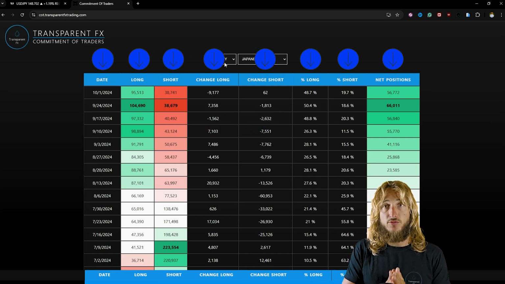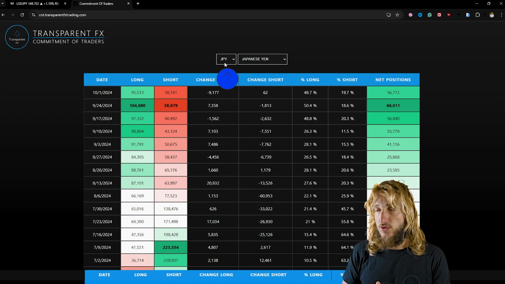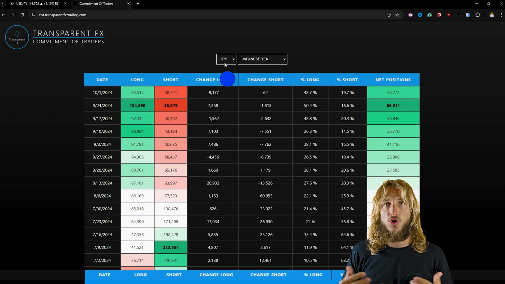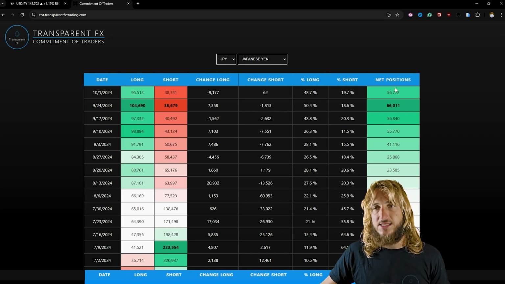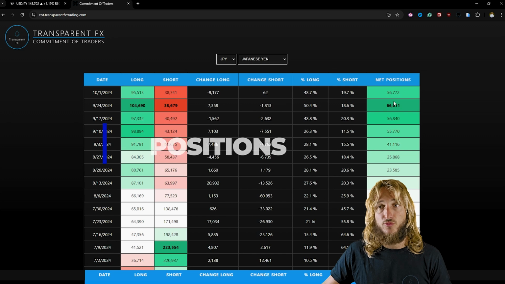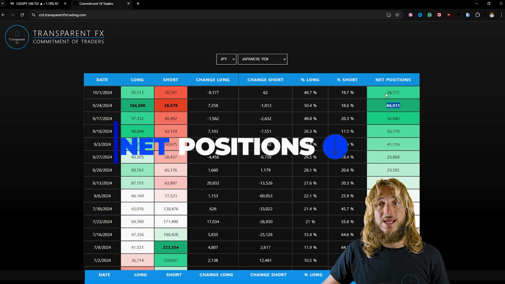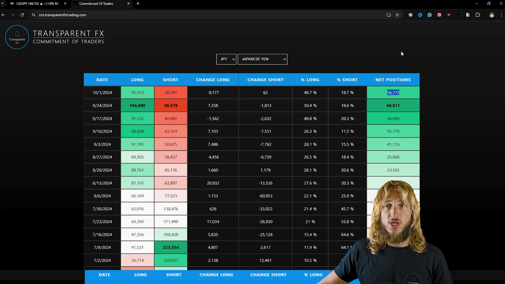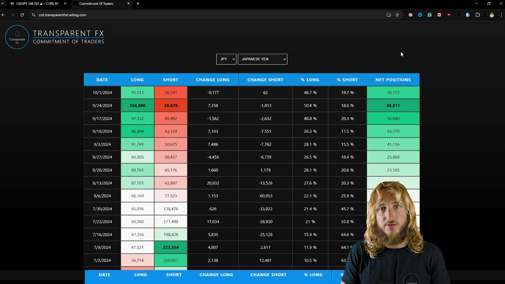Now, the first thing to keep in mind is that if we're looking at the data for the JPY, we're actually already looking at JPY USD, because all currencies on the spot are traded against the USD. And what we can see is that for JPY USD, net positions with the last report have decreased. We went from 66k net positions down to 56k net positions, showing how institutions are once again moving back to the bearish side for the JPY.